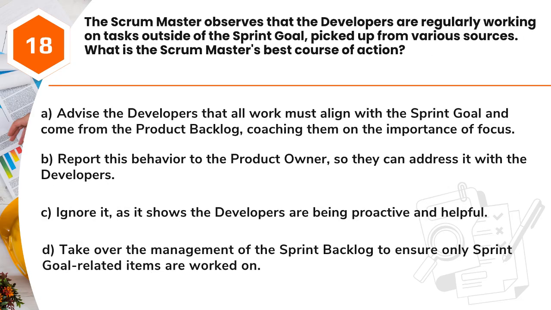Question 18. The Scrum Master observes that the developers are regularly working on tasks outside of the sprint goal, picked up from various sources. What is the Scrum Master's best course of action? A. Advise the developers that all work must align with the sprint goal and come from the product backlog, coaching them on the importance of focus. B. Report this behavior to the product owner, so they can address it with the developers. C. Ignore it, as it shows the developers are being proactive and helpful. D. Take over the management of the sprint backlog to ensure only sprint goal-related items are worked on.